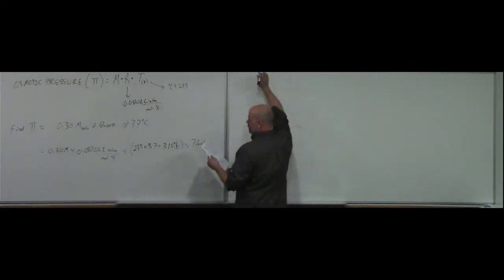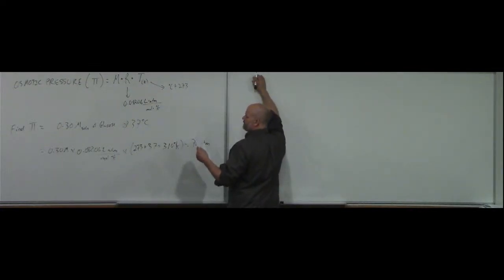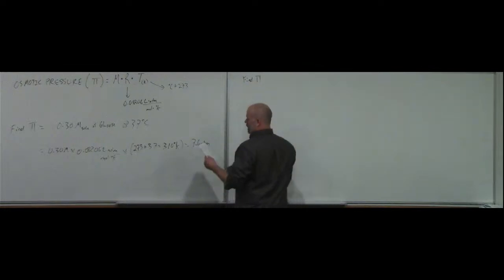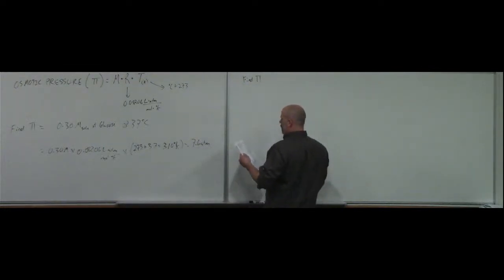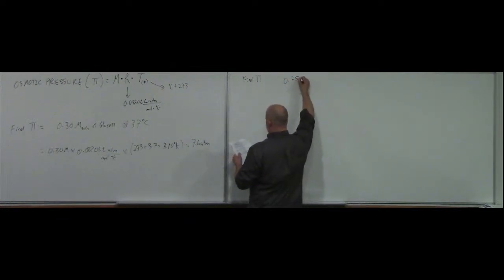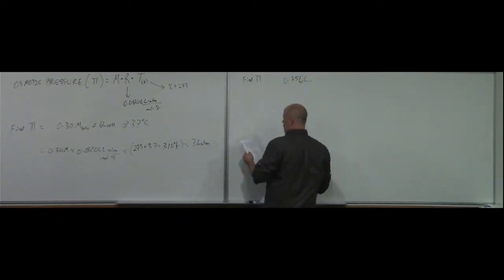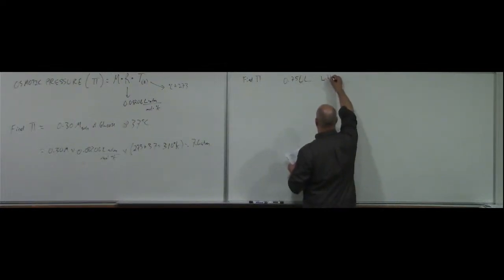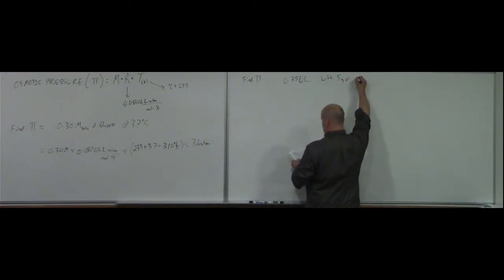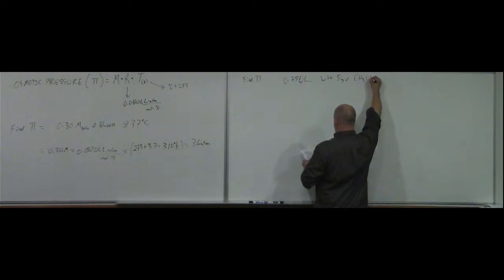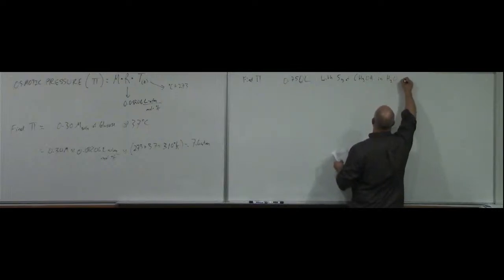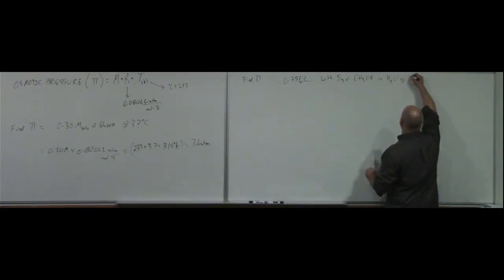So they want us to do a follow-up question here. Assuming ideal solution behavior, what is the osmotic pressure, so find pi, of a solution with a volume of 0.750 liters that contains 5 grams of methanol, which is CH3OH, in water at 37 degrees centigrade.